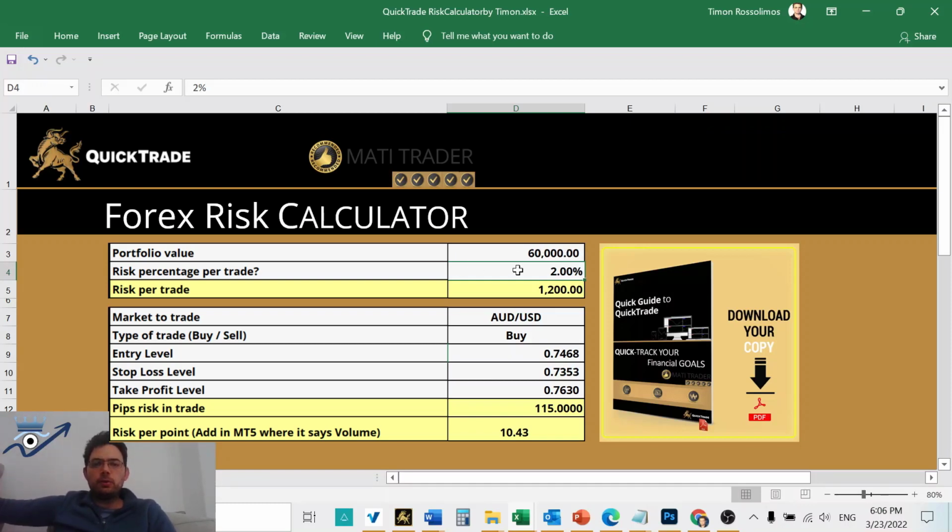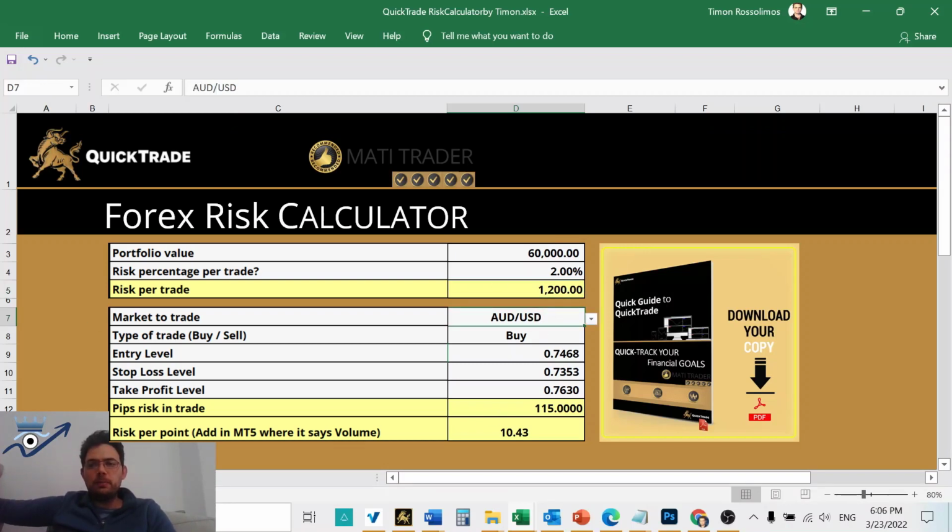Let's say you risk 2% for a trade, which means that this is automatically calculated. So the risk per trade is basically 2% of your portfolio value, which calculates for you. Anything in yellow calculates for you.